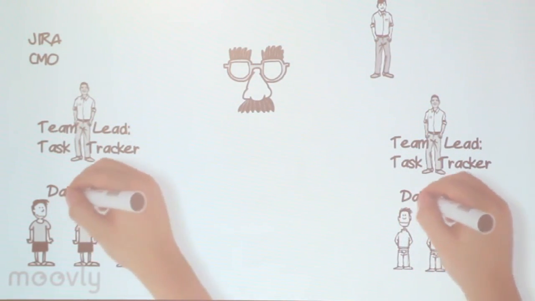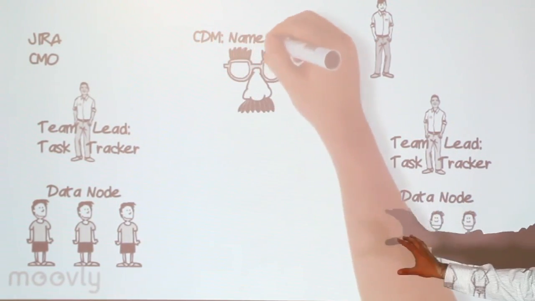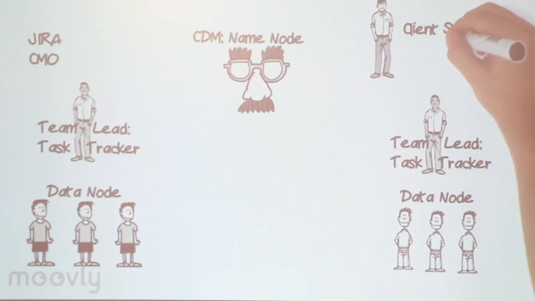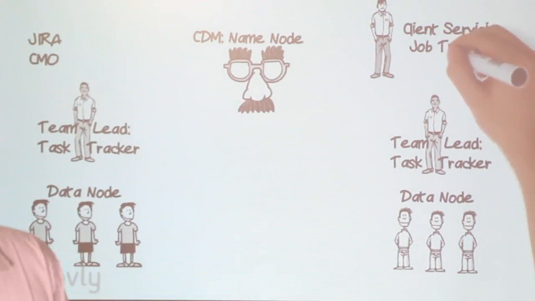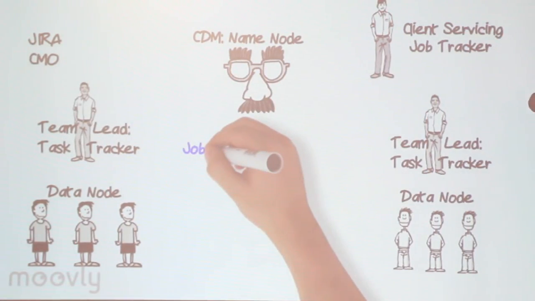So he is basically a task tracker type of thing. You can use these as a data node. The CDM can be seen as a name node, and the client servicing team can be seen as a job tracker. Why? Because what this job tracker does is it actually creates the job.